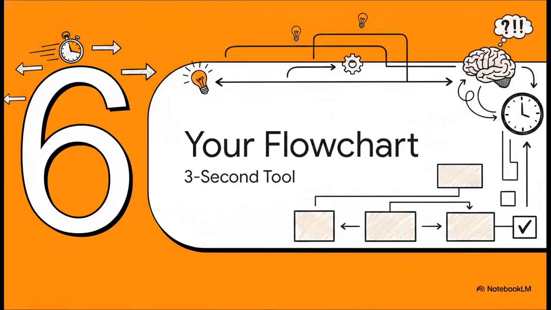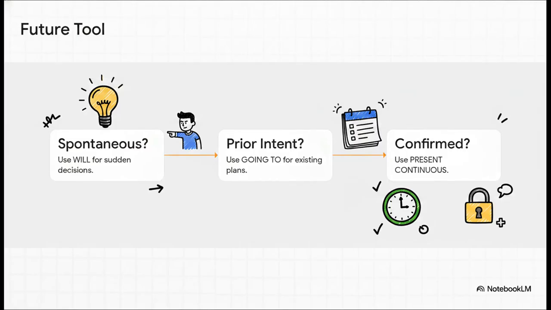Section 6. Your flow chart, the 3-second mental tool. Let's wrap this up with a highly practical tool that will help you choose the correct grammar in real time, mid-conversation. Memorize this rapid mental flowchart and you'll never hesitate again. The next time you open your mouth to talk about the future, ask yourself quickly. 1. Did I just decide this right now? If yes, use will. 2. Did I already intend to do this beforehand? If yes, use going to. Or 3. Is this absolutely locked in my calendar with the time and place? If yes, use present continuous.